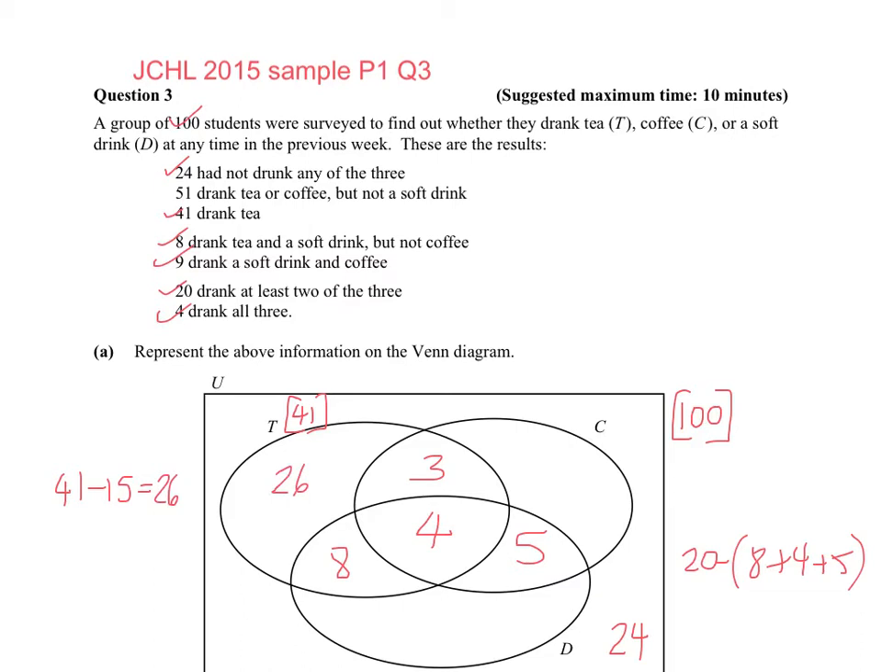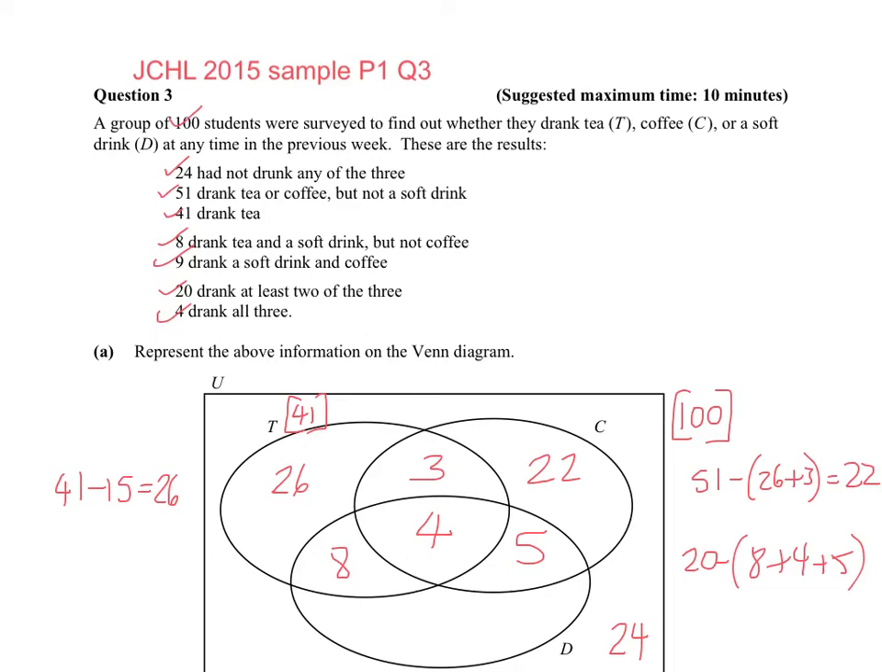And now finally we can look at this final piece of information. 51 drank tea or coffee but not soft drink. So tea or coffee is the union of tea and coffee. Or means union, but we have to take away the soft drink. So we're taking away the soft drink, and what we're left with is these 3 sections here. So we know we've got 29, and we take 29 away from 51. And the coffee drinkers only is 22.